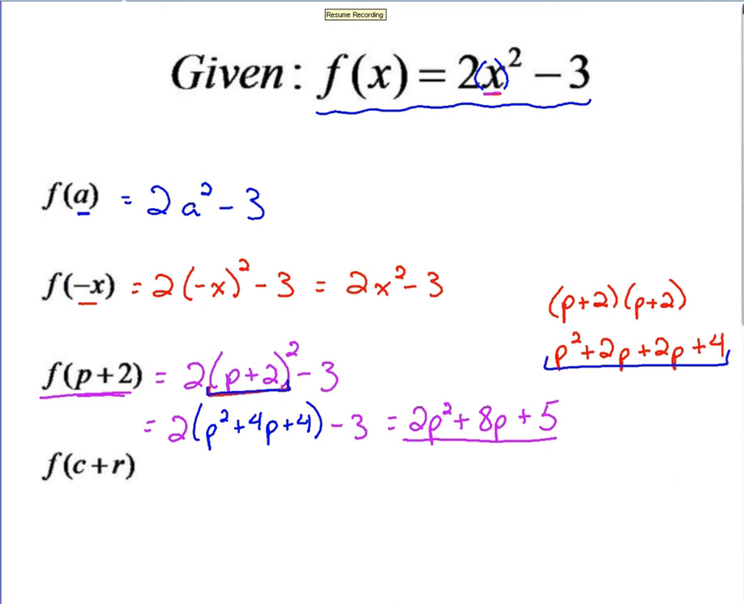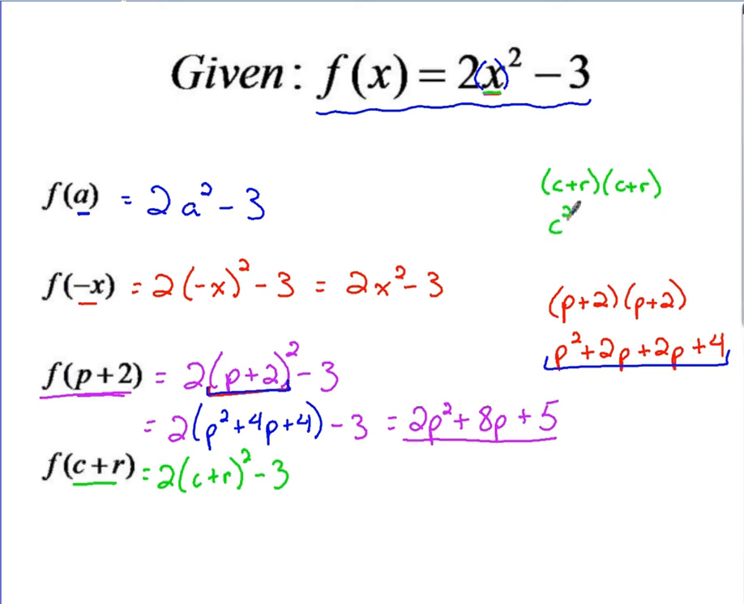All right, if we look at the last one, on this last one we are taking c plus r. We are inserting that in the place of x in the original function. When we do that, we get 2 times c plus r as a quantity squared minus 3. And essentially what's happening on this problem is very comparable to what happened on the previous problem because we're plugging in a binomial and we're squaring that. So off to the side, if you need to, you take the c plus r times the c plus r.